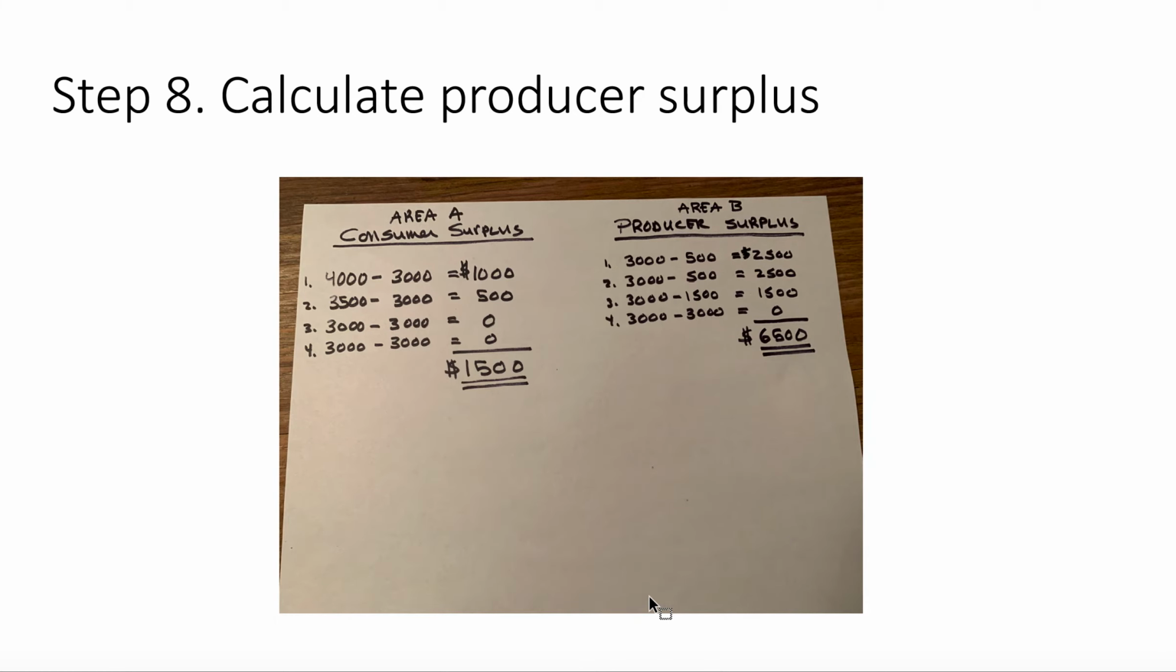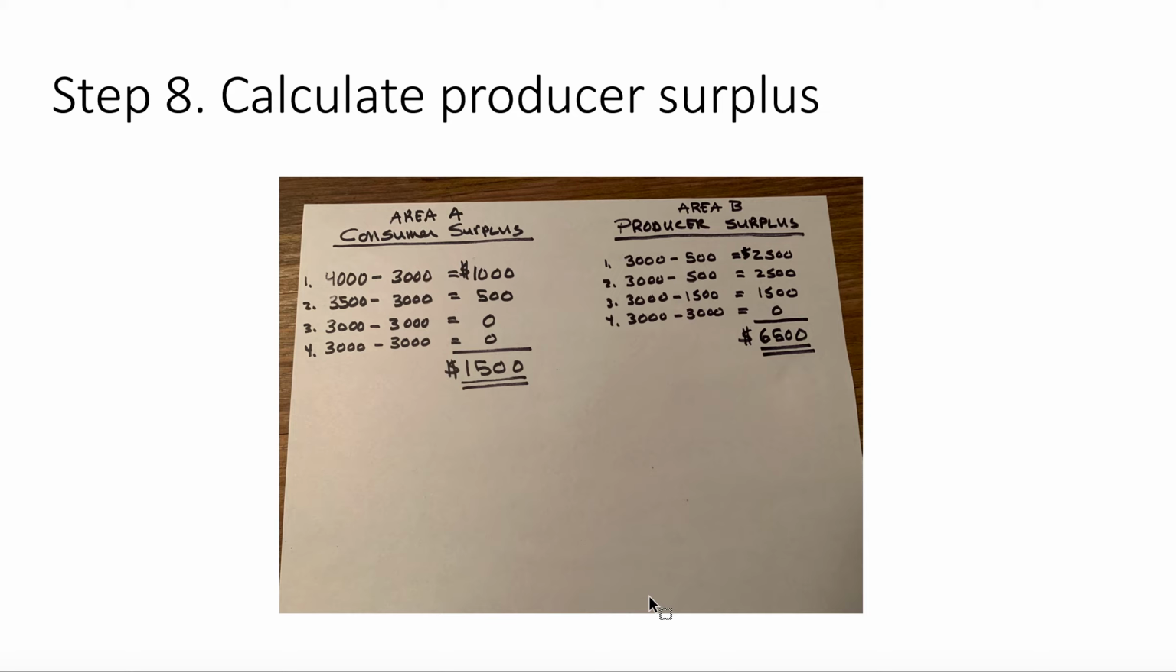Now calculate the producer surplus. You take the market price of 3,000 and subtract away the minimum willingness to accept, which was 500 for both of the first two sellers, so that's 2,500 each. The third seller had a minimum willingness to accept of 1,500, so that would be 1,500 in terms of that seller. And the fourth one is 3,000, so it's 0. So producer surplus is 6,500.